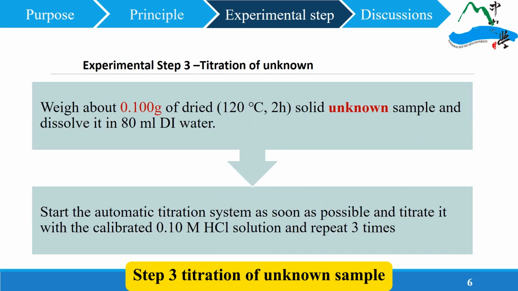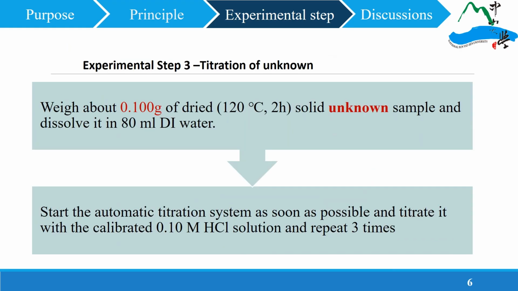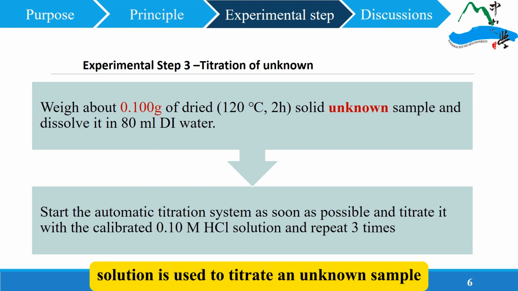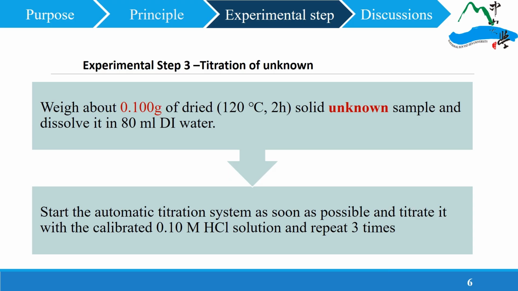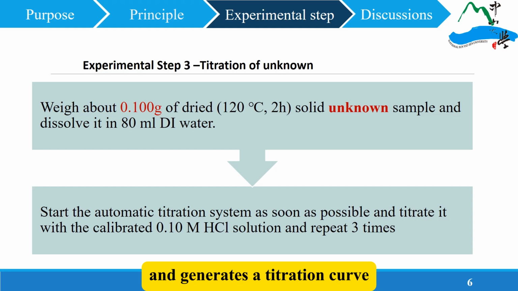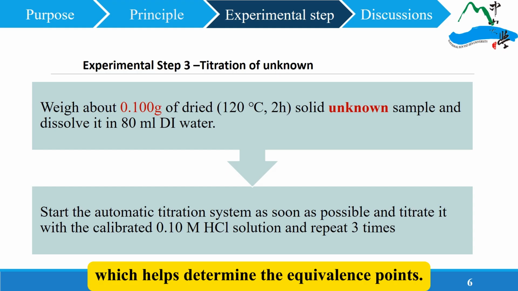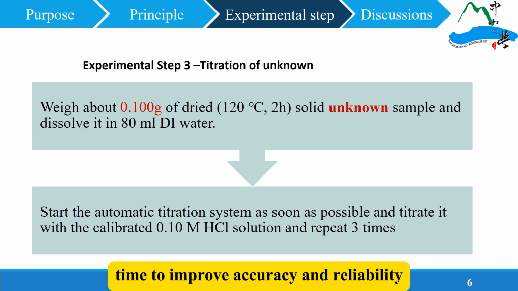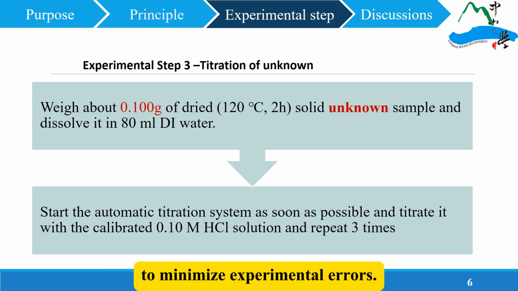Step 3. Titration of unknown sample. After calibration, the standardized HCl solution is used to titrate an unknown sample, which contains sodium carbonate. The automatic titration system records the pH changes and generates a titration curve, which helps determine the equivalence points. Repeat the experiment 3 times to improve accuracy and reliability, and the average value is used to minimize experimental errors.